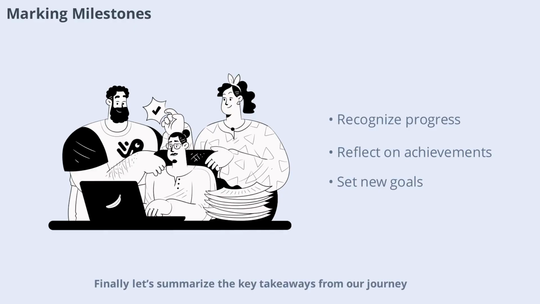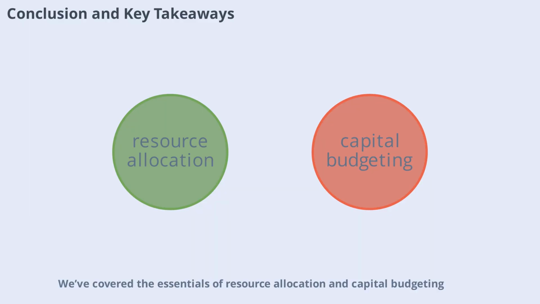Finally, let's summarize the key takeaways from our journey. We've covered the essentials of resource allocation and capital budgeting, from setting clear objectives and prioritizing initiatives to leveraging technology and fostering a culture of continuous improvement. Effective allocation of financial and human capital is the foundation of high-impact initiatives and long-term success. Remember to stay flexible, communicate openly, and always align your decisions with strategic goals. By applying these principles, you'll be well equipped to manage resources wisely and drive your organization forward.